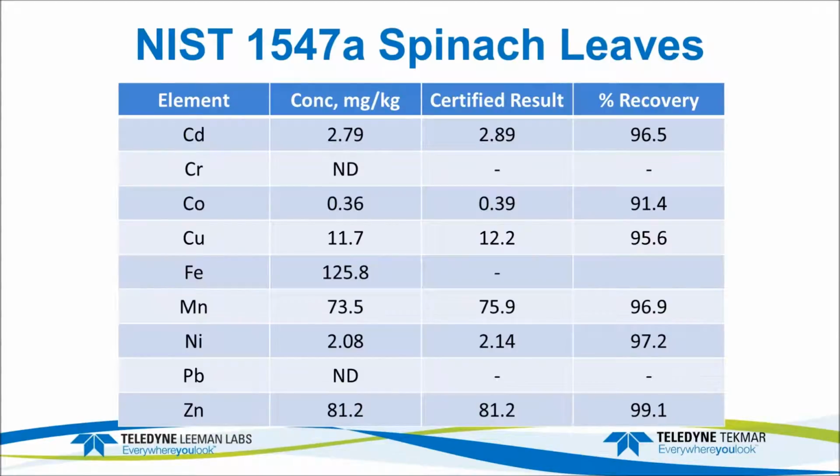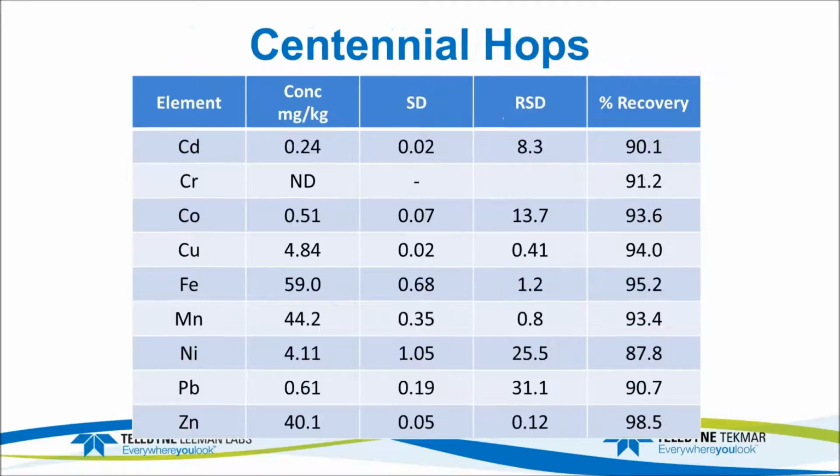Okay. So some of the results that we got, for the NIST 1547A spinach leaves, for the elements that we ran, you can see on the left-hand side the certified result and the percent recovery, and percent recoveries are all within expected range. We like the percent recoveries to be within about 85 to 120% or so. We're actually tighter than that. 90 to 110 is what we really like it to be. So we're within the accepted range there, so that's good. We're happy with that result.